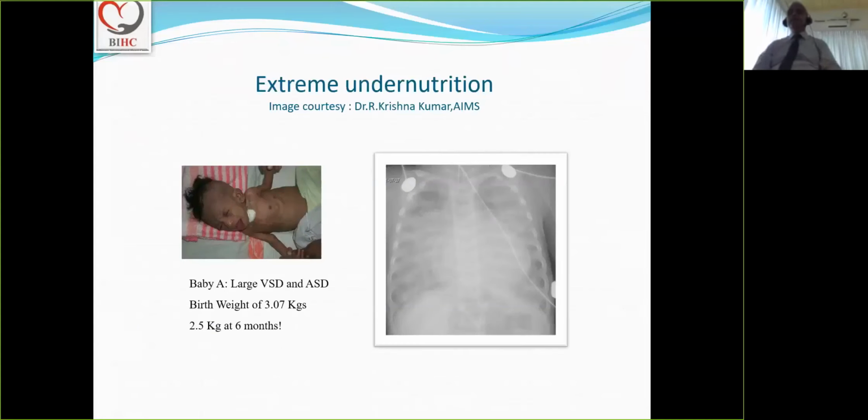This image, which I borrowed from Dr. Krishna Kumar, is the poster child of VSD in a developing country anywhere in the world. This is a baby with a large VSD and ASD who had a birth weight of 3 kg plus, but who weighs 2.5 kg at 6 months, showing what happens when there is a large VSD and the consequent malnutrition.